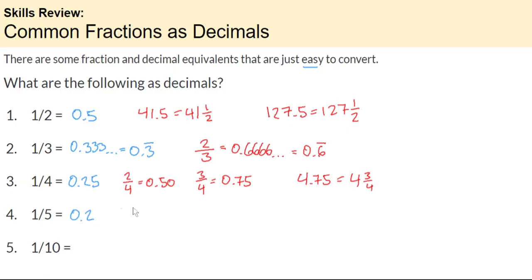If we know 1/5, we know 2/5. 0.2, add another 0.2, 0.4. You see, it's kind of going up by twos. 3/5 is 0.2, 0.4, 0.6, and then 4/5 equals 0.8. So you see that pattern. And then finally, 1/10. 1/10 is 0.1.